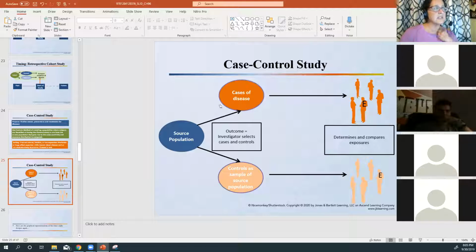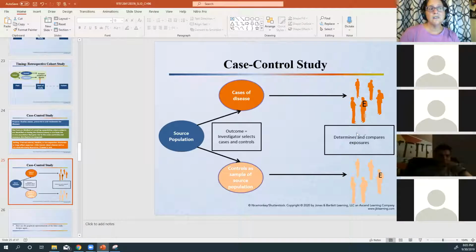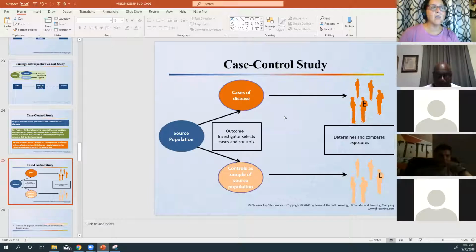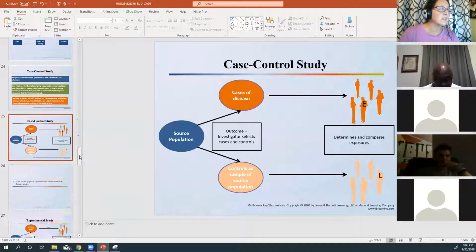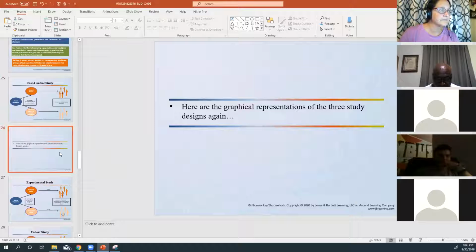So in a case control study, you have the source population, and you start off by saying, hey, who are my cases and who are my controls? I am going to base their participation on whether or not they have a disease. And then I'm going to ask them questions. I am going to look at medical records. I'm going to do everything possible to determine whether or not they have been exposed. So it's working backwards from what people normally think of as a cohort study.